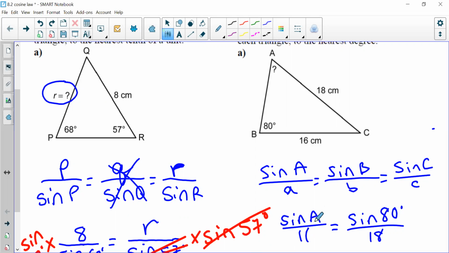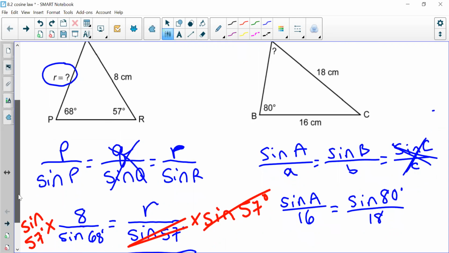And Lauren, we're completely ignoring the C's, right? We don't need angle C or side C. Right. Okay, so I'm going to cross that out. So I have what Lauren was saying. I plugged in angle B, side B. I don't know angle A and side A.